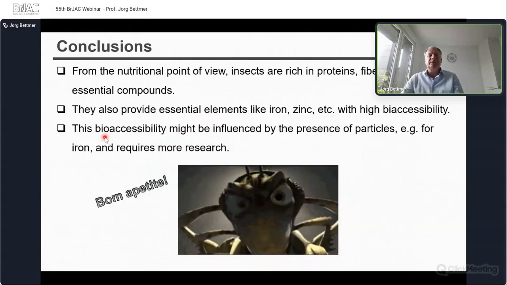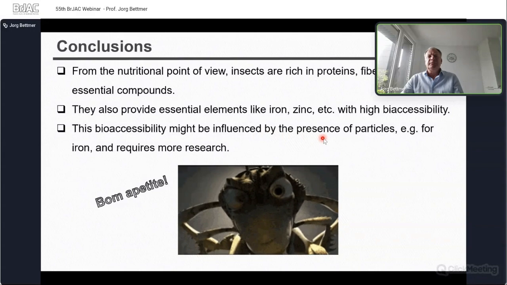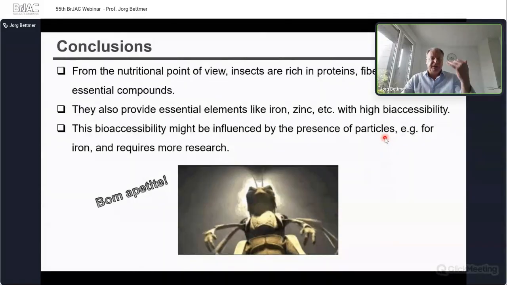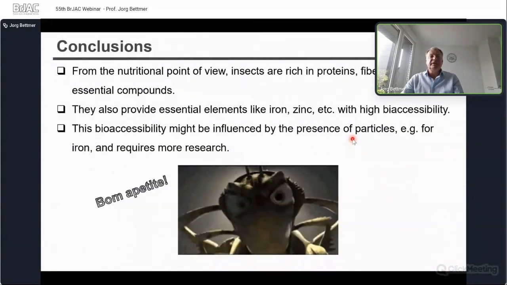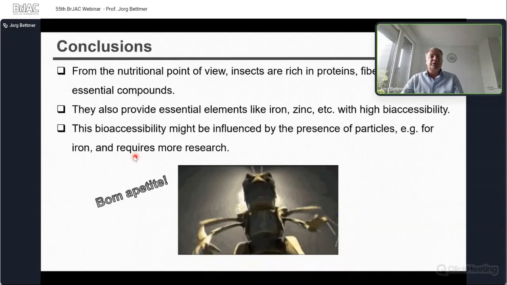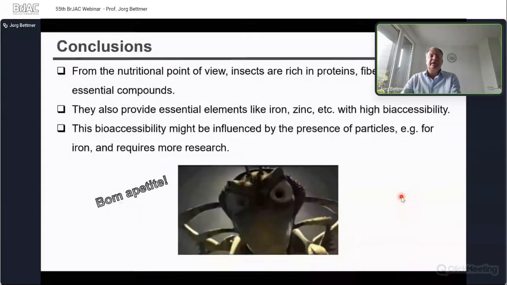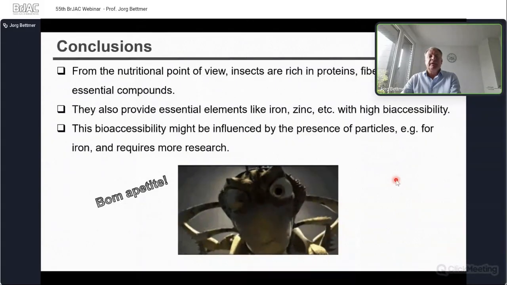However, what we observed is that this bioaccessibility is basically influenced by the presence of particles, for example, for iron. The higher the concentration of iron particles, or the particle number concentration, the lower the bioaccessibility. But I don't want to go into more detail; my conclusion is that for sure it requires more research in order to get more information about this new source of alimentation for human beings.